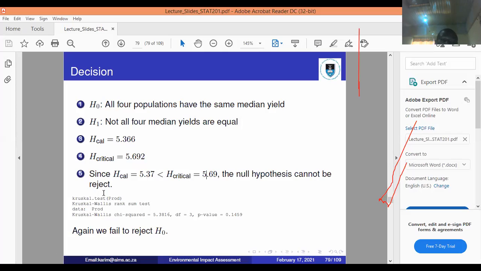All right. So we run the critical test using our software. Then we get these results.